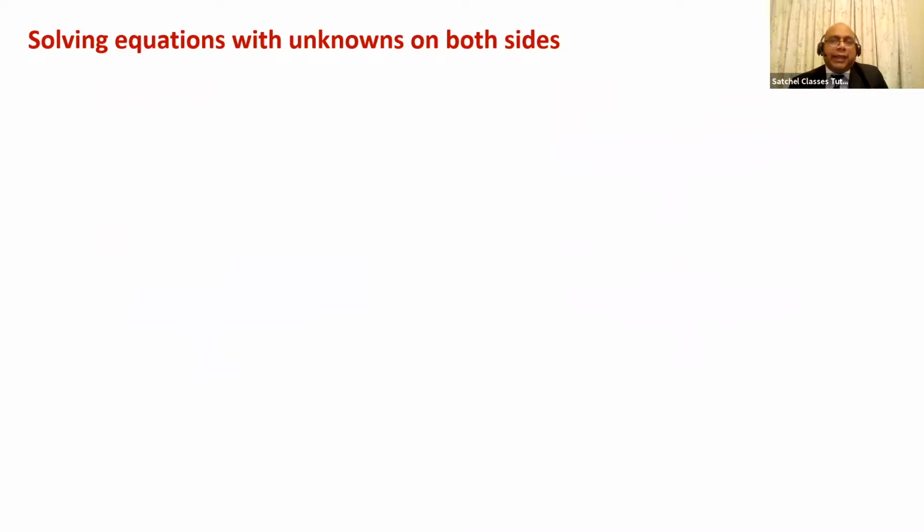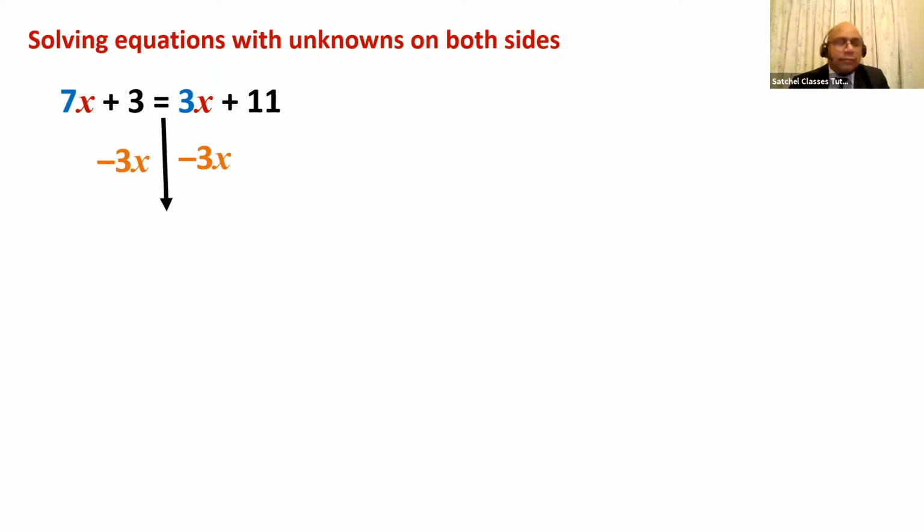Okay, let's take some more examples. 7x plus 3 equals 3x plus 11. Now on one side we have 7x's, the other side we have 3x's. So the first step is to get the 3x on the left, right? So we remove 3x from both sides. So we are left with 4x plus 3 on the left. And on the right, we are left with 11 because 3x take away 3x is 0.